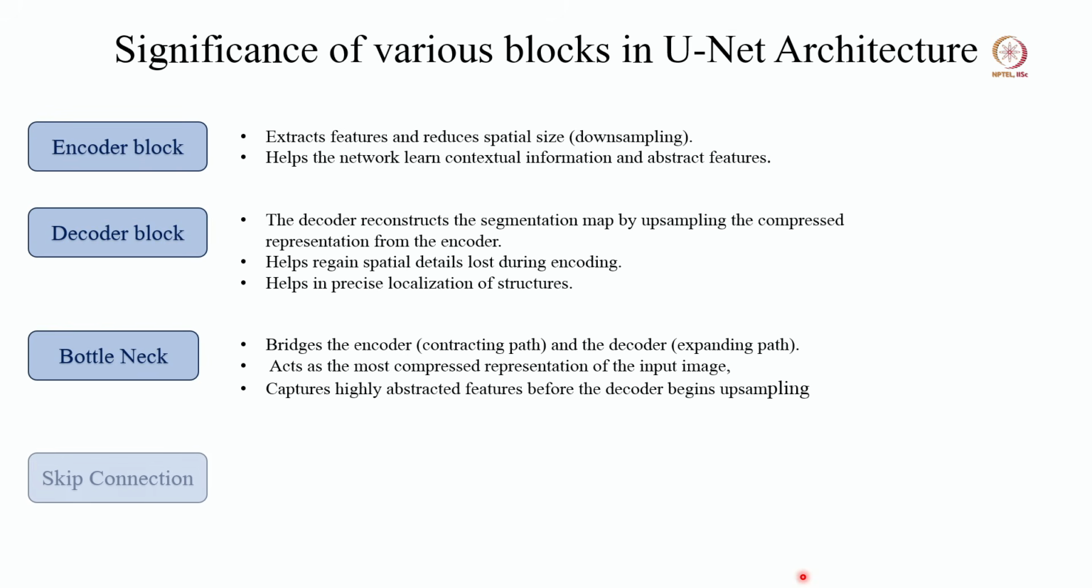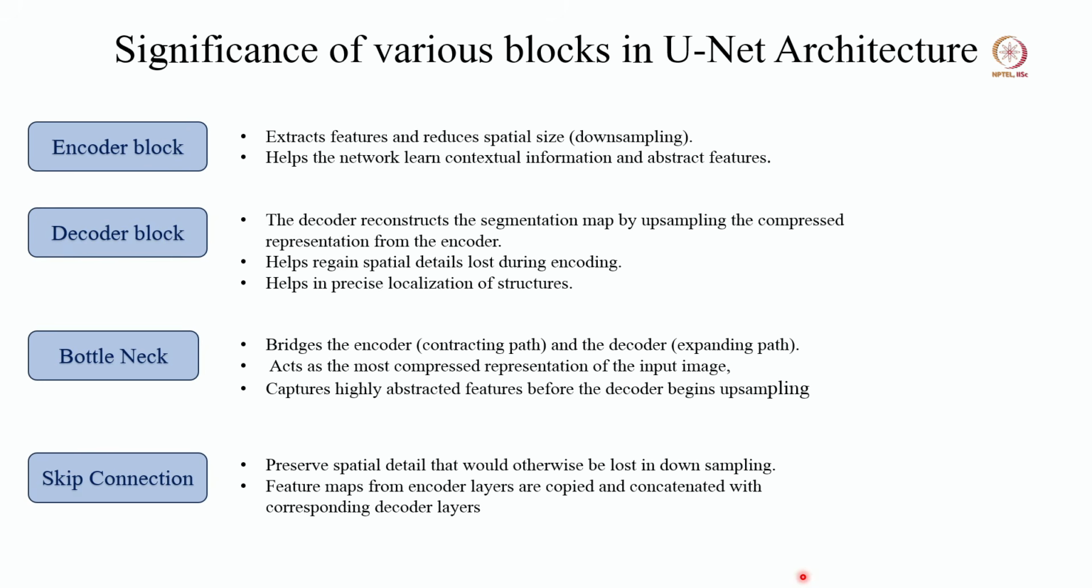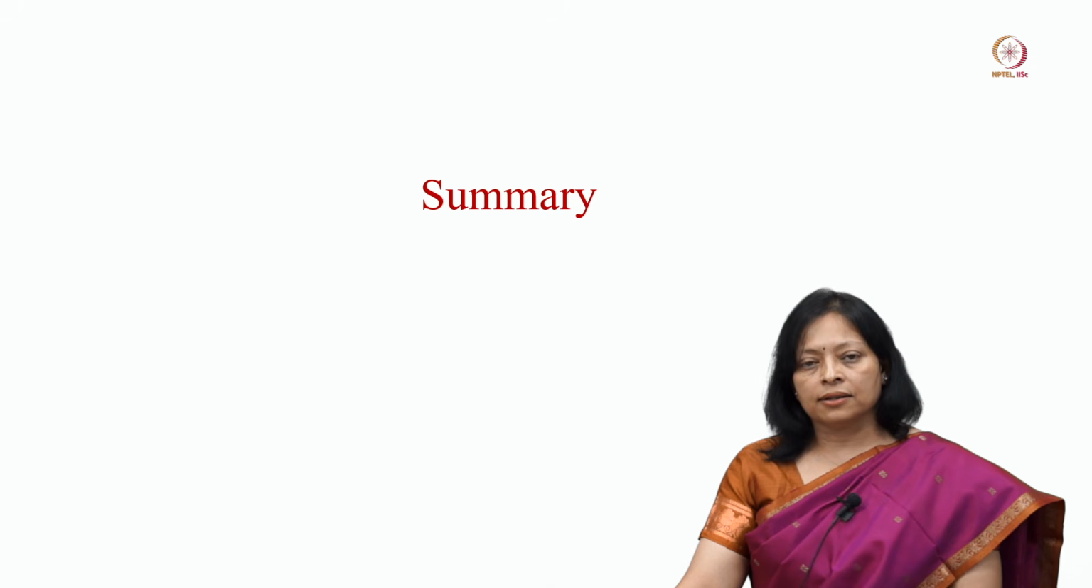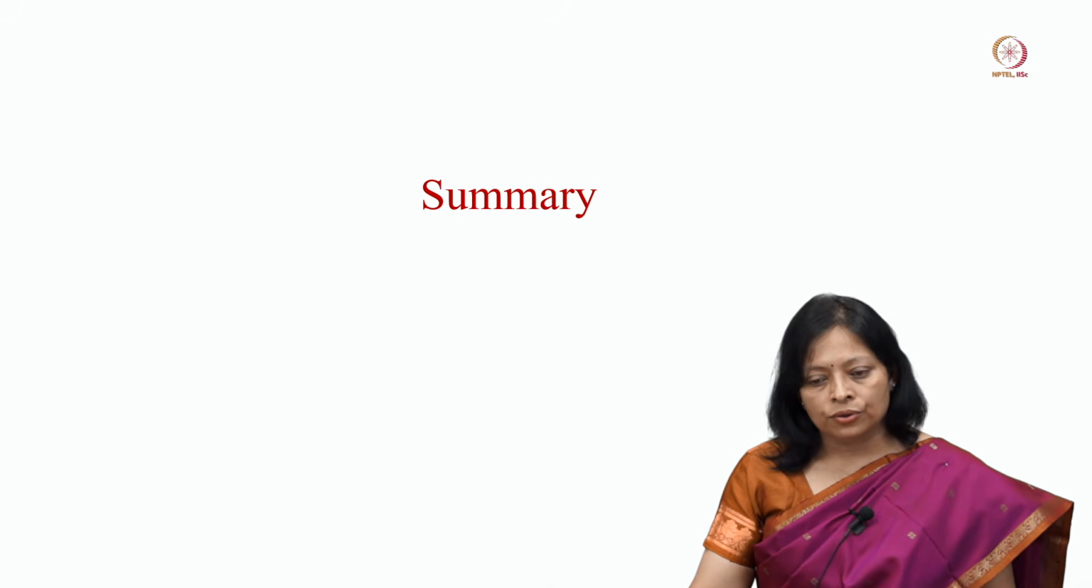Okay, and the skip connections, what do they do? They preserve the spatial details that would have otherwise been lost in the downsampling. Feature maps from the encoder layer are copied and concatenated with the corresponding decoder layers. So this is how the entire U-Net architecture works, and with this one I will conclude today's lecture.